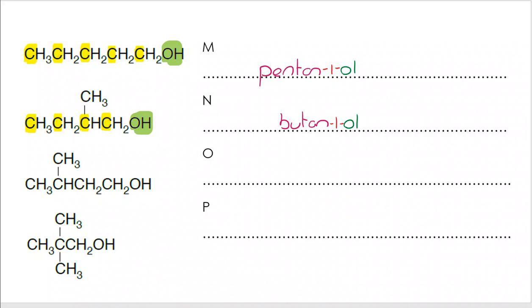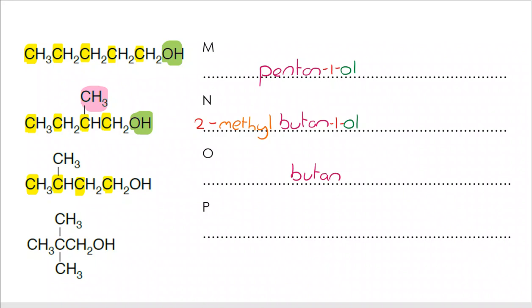But this time we have to consider that there is a side chain coming off. There is a methyl. So I've got methylbutan-1-ol. But more than that, because that methyl doesn't have to be on the 2nd carbon, it could also be on the 3rd. It couldn't be on the 4th because that would extend it to a pentane chain. But because the methyl has options as to where it can be, we need to number it. So it's 2-methylbutan-1-ol.